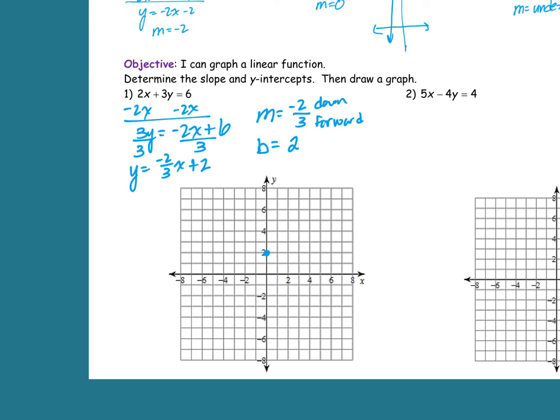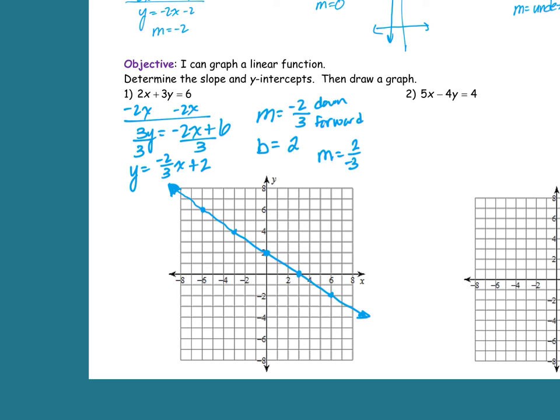So I'm going to go down 2, 1, 2, 3. And I can keep doing that forever, because the line goes on forever, or until I run out of graph space, like I just did. But I can also go the opposite direction, because my slope could also be positive 2 over negative 3. Is that still a negative slope? Yeah, so now I could go up 2 and back 3. 1, 2, 3. And I could do that forever, or until I run out of graph space, as long as it's all on the same line. Beautiful. And then I try to draw a straight line. Ooh, that one wasn't too bad. Okay, questions? Not too bad?